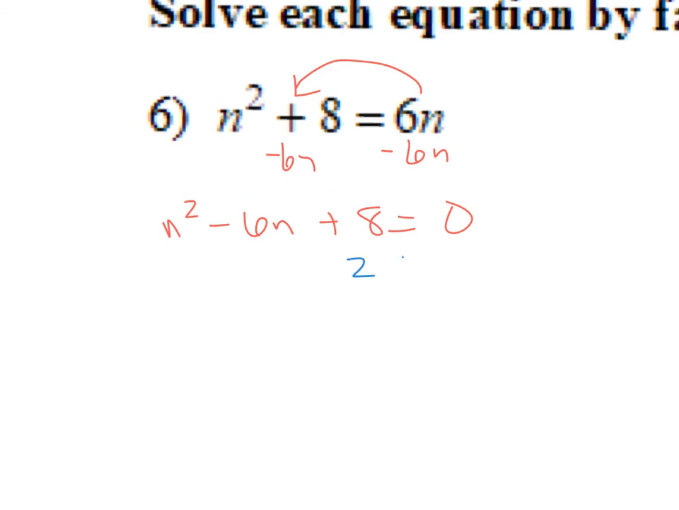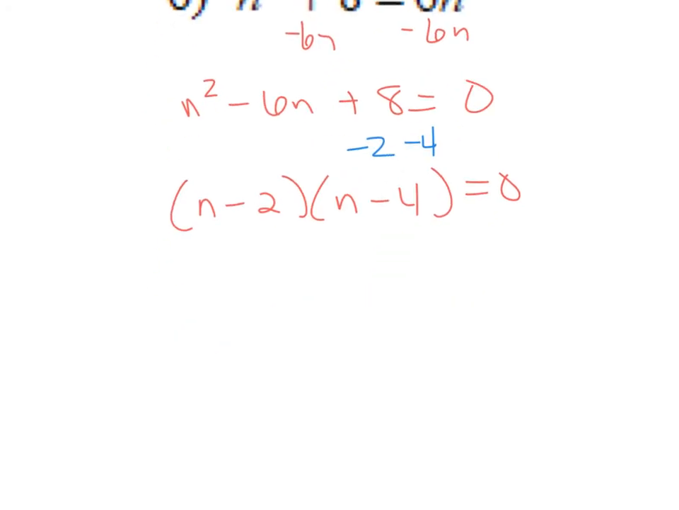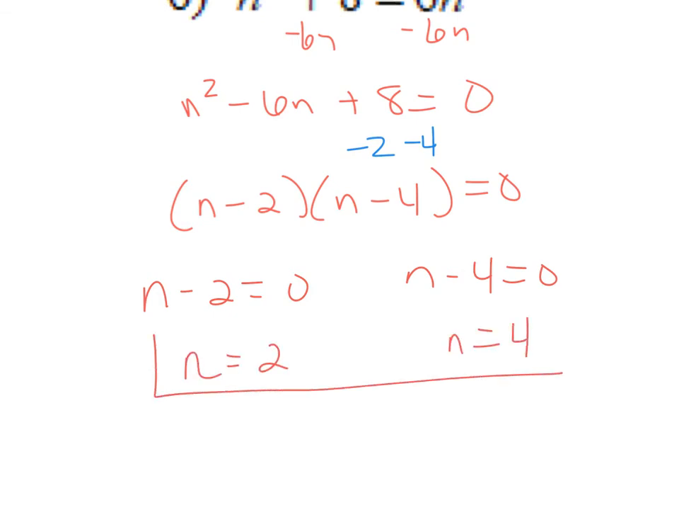So I'm thinking 2 and 4, and then I think that they both would need to be negative. So negative 2 times negative 4 is 8, but when I add them, I get negative 6. So I'm going to get n minus 2 and n minus 4 equals 0. Now I'm going to set each factor equal to 0 and solve. So I'm going to get n equals 2 and n equals 4.